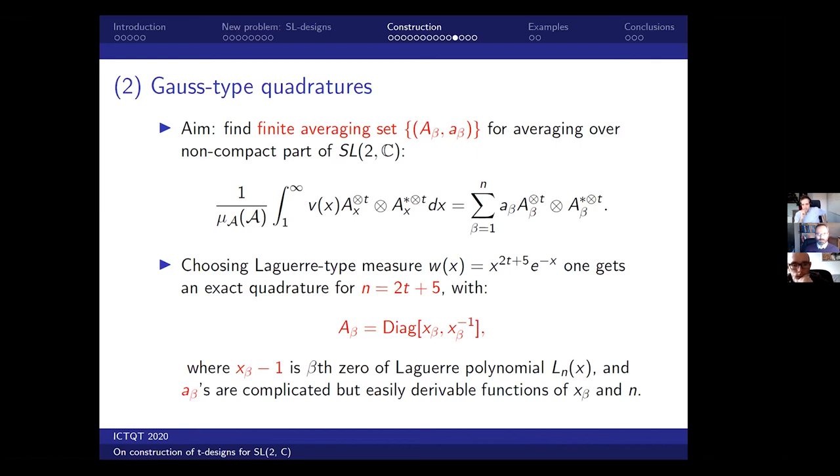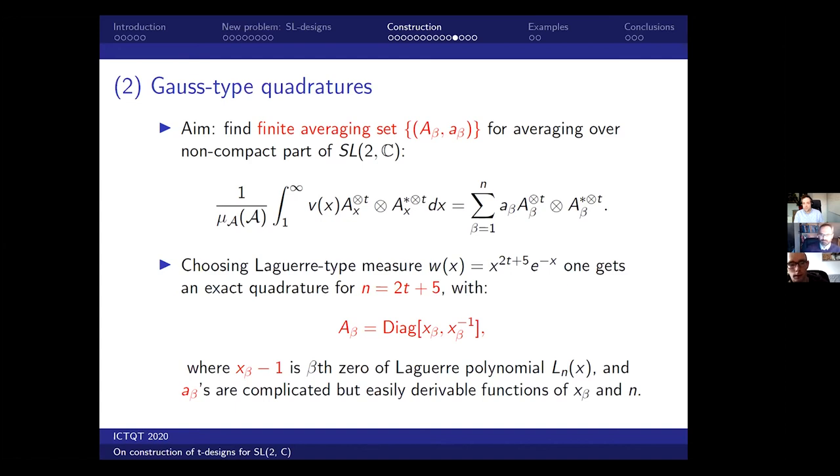Yes, because this is the relation for this Laguerre choice, but I have an intuition that it will always be linear. Janusz, do you have... I agree. Because it's related to the degree of the orthogonal polynomials, of the family of orthogonal polynomials.